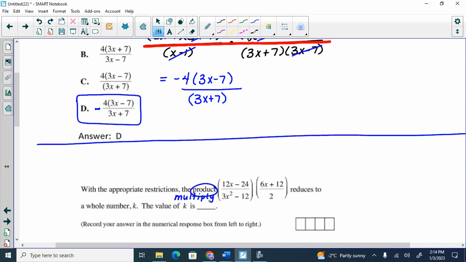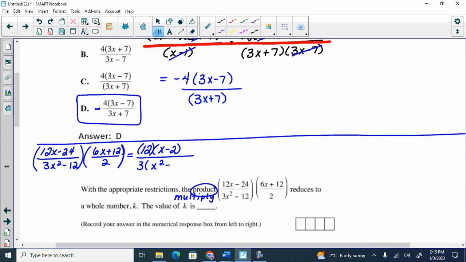So I have 12x minus 24 over 3x squared minus 12 times 6x plus 12 over 2. My very first thing I'm going to do is GCF and difference of squares all the numerators, all the denominators. So the top left I can take out a 12, the numerator on the left, and I get x minus 2. And the 12 can go in its own brackets. It's a monomial. The bottom I can take out a 3, and I'm left with x squared minus 4, which I spot as the difference of squares, so I'm going to deal with that in the next step.